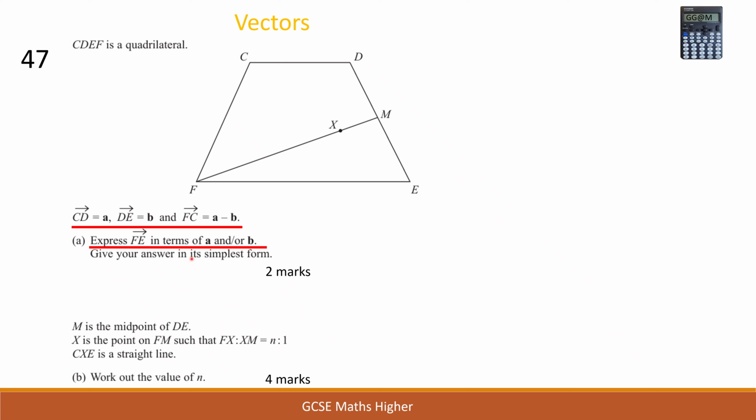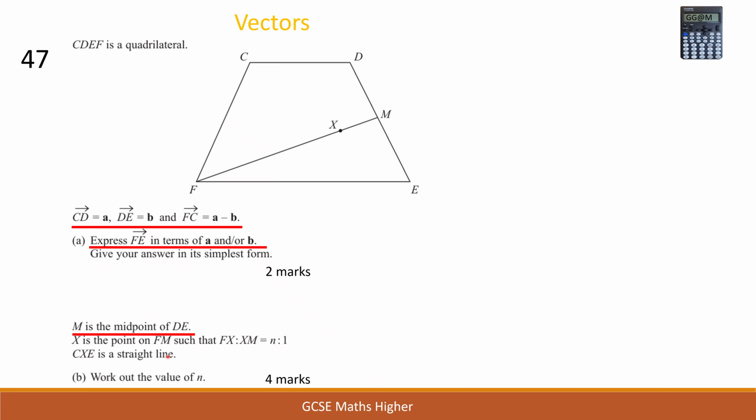You've got to work out F to E, so to get from F to E. So remember to go from F to E, you can go around the houses, you can go this distance, plus this distance, plus this distance, will give you it in its simplest form. And then you're told M is the midpoint, as we talked about earlier.